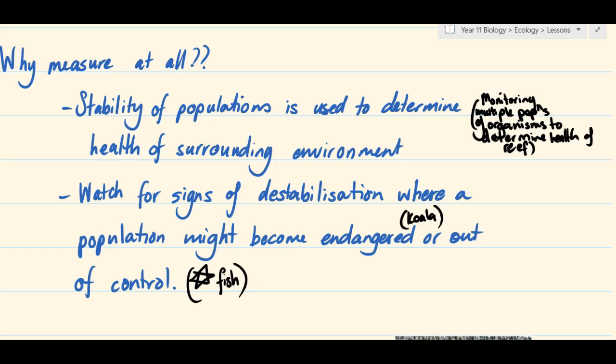The other reason we measure populations is to look for signs of destabilisation. So in cases of koalas, we look for signs where they're becoming endangered, or in the case of invasive species, we look at signs where they are getting to the point where they're out of control and then affecting the surrounding populations of other animals around them.